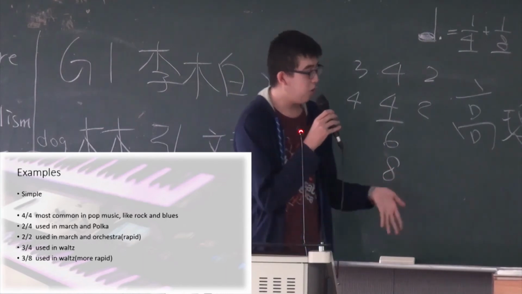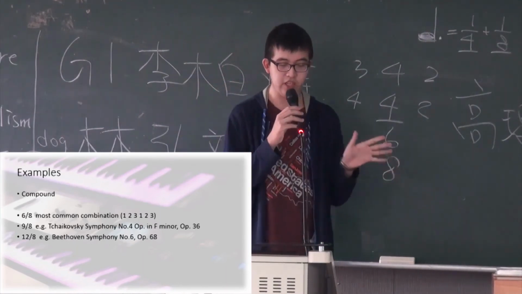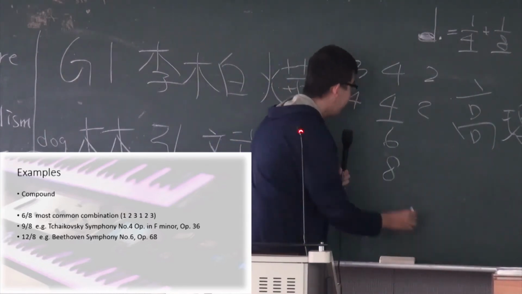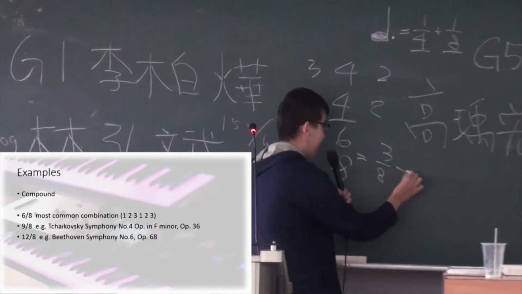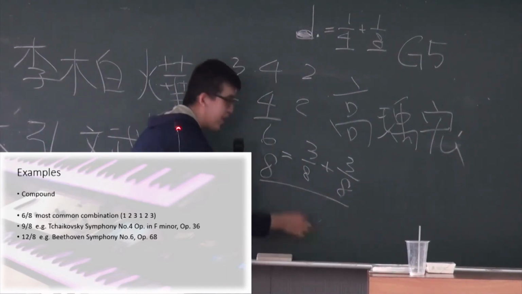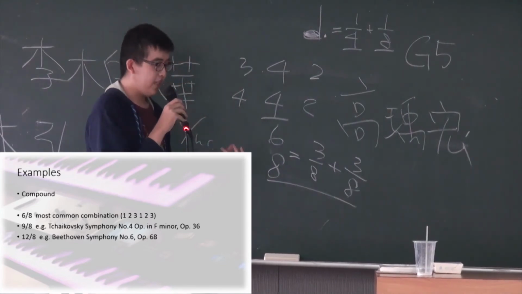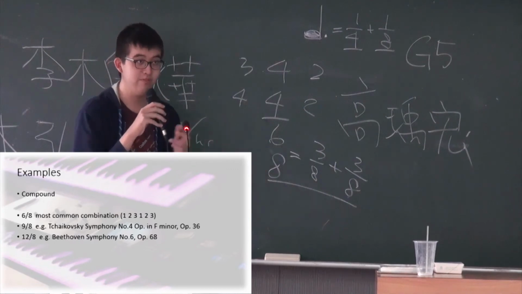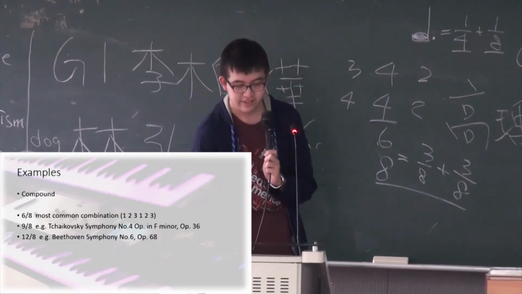Oh, this is a simple one. And here comes the compound, like this one. Here is compound. You mix the simple time signatures to make a more complex time signature, like 6/8 and 6/9.